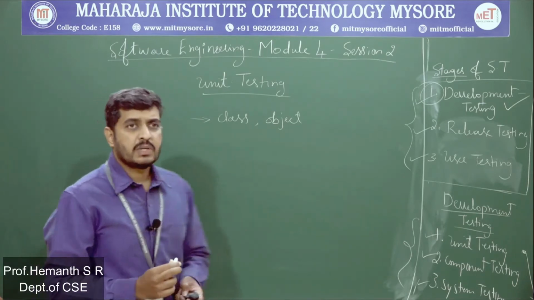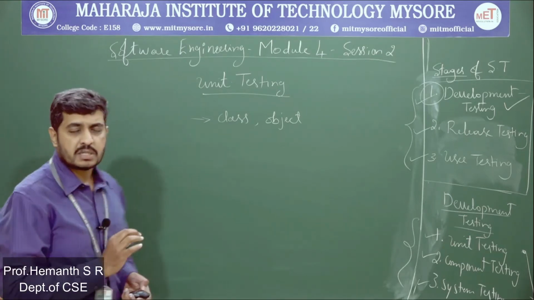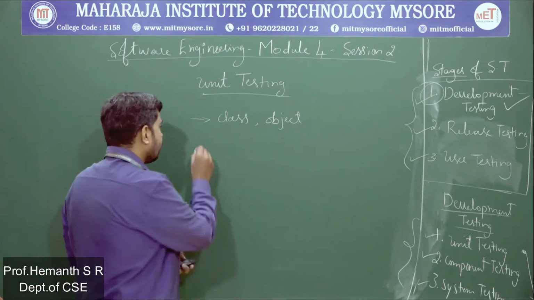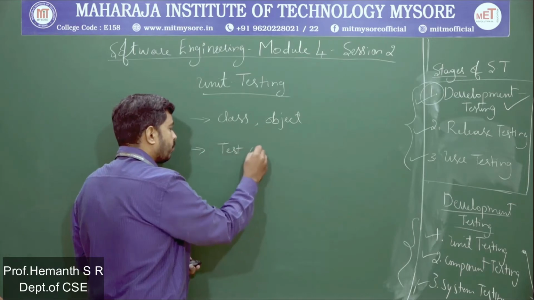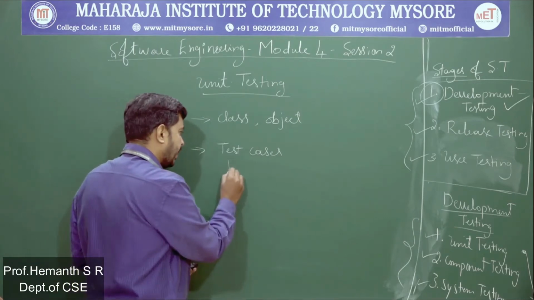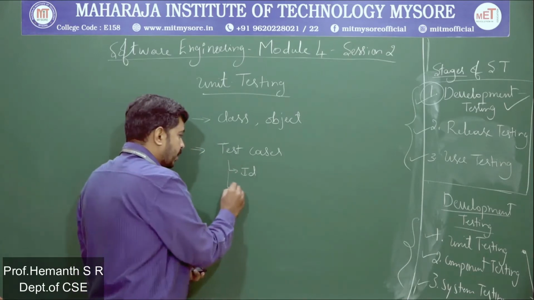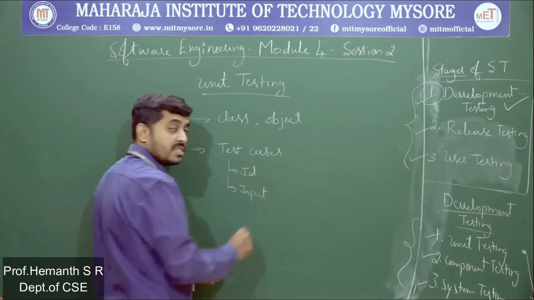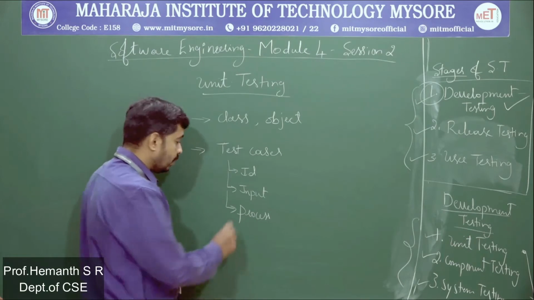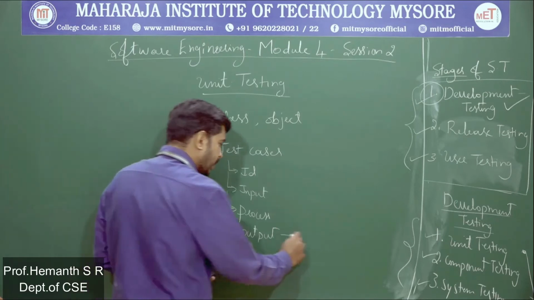Now the question is, how exactly will unit testing be done by the testers? One basic aspect here is that testing will basically be done by writing test cases. So what will be there in a test case? A test case will contain a test ID, because we can have hundreds of test cases. What is the typical input that you are giving to the system? What is the process that will happen? What is the output that you will be getting, and what is the expected output?